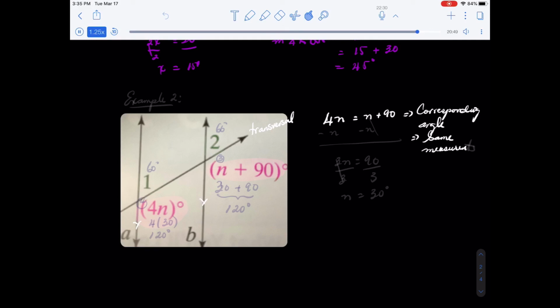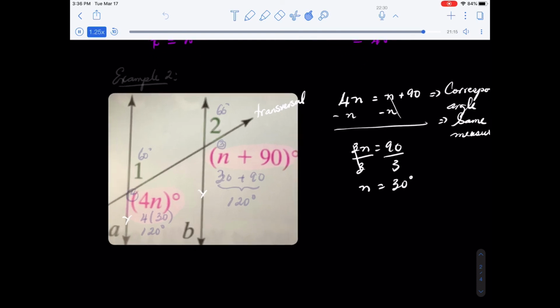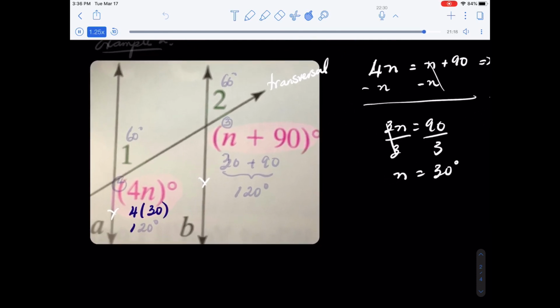Remember what I said earlier? When they are parallel, you can determine that relationship. Once I find out what n is, I can substitute it back to give me that angle measurement. So n is 30. If I know n is 30, I substitute 4 times 30. That will give me 120 degrees. Remember, these angles right here are corresponding, so their measurements are the same.